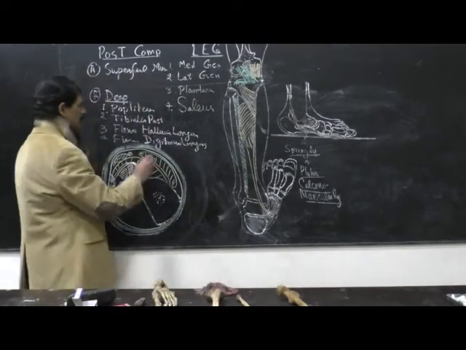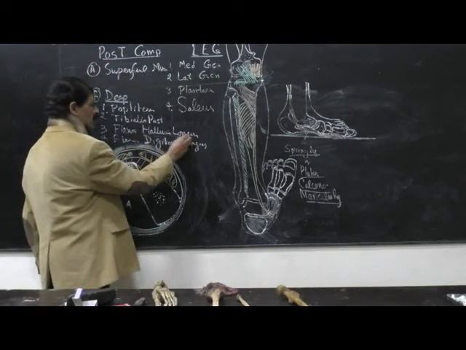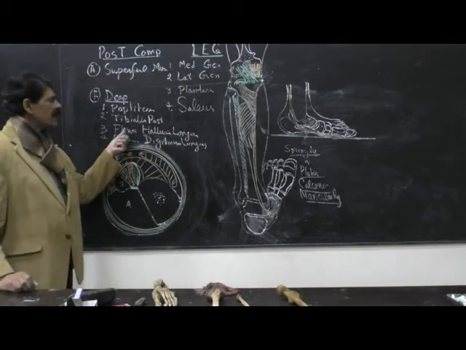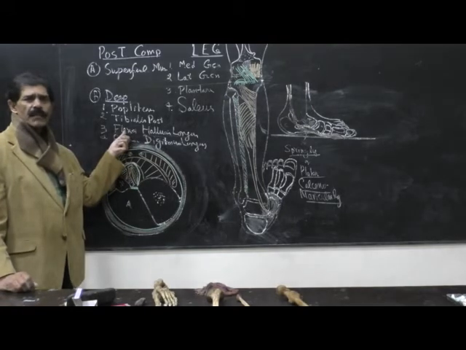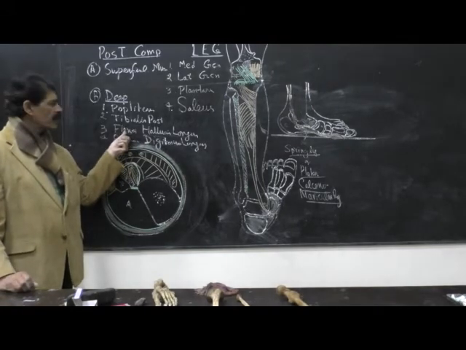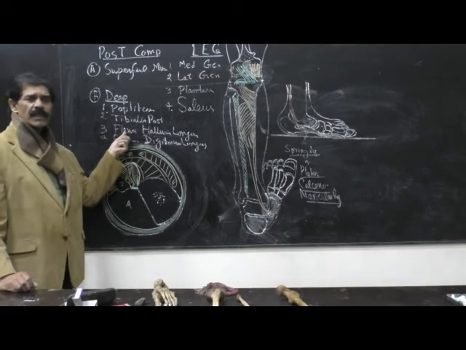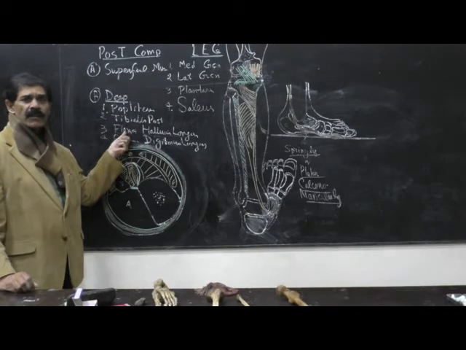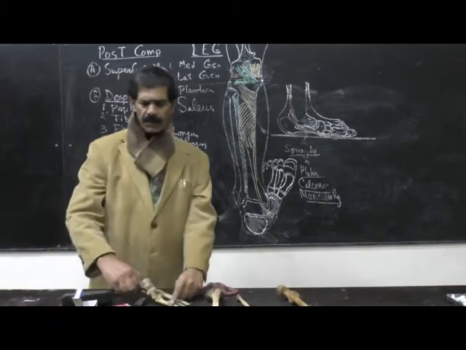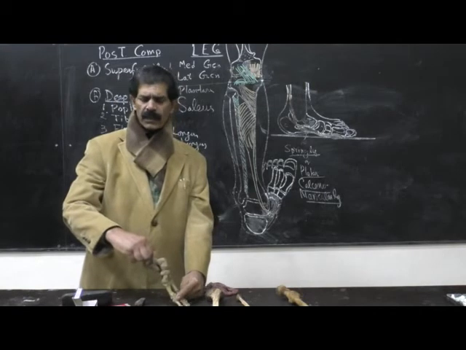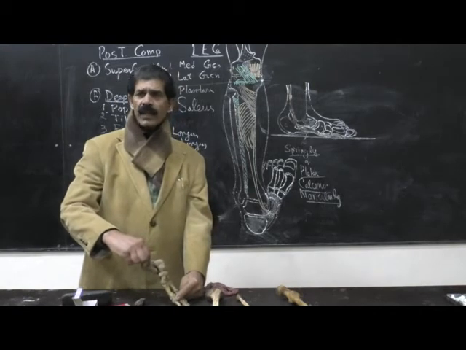Then the third muscle is flexor hallucis longus. So the first word is telling the action. The posterior compartment is also called the flexor compartment of the leg, so it will do the flexion of the ankle joint, and the flexion here is called plantar flexion. And what is the movement of plantar flexion? The heel is raised above the ground. So when the heel is raised above the ground, this action of the foot is called plantar flexion.